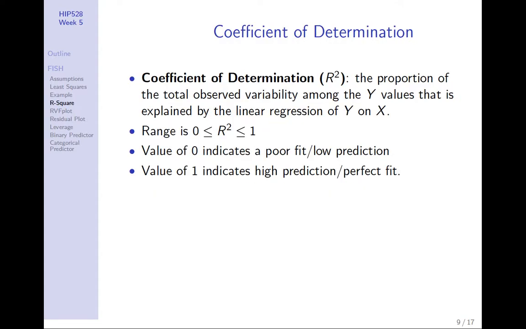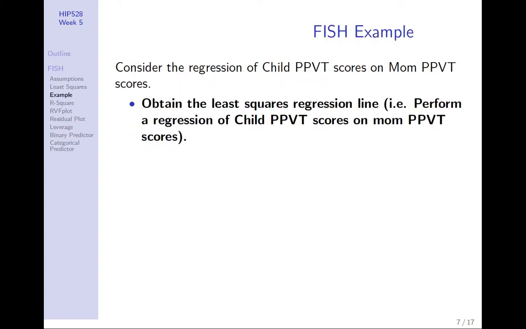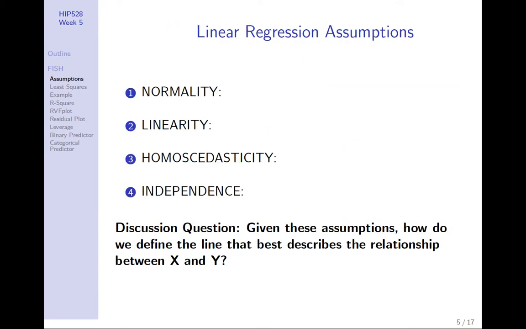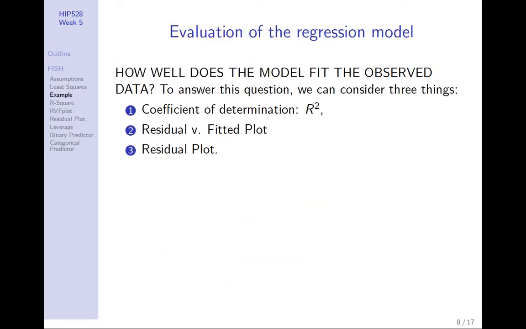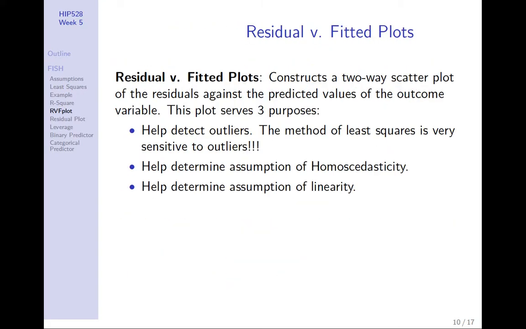The coefficient of determination gets at the predictive ability of this model, but it still doesn't tell us anything about the underlying assumptions of normality, linearity, homoscedasticity, and independence. To assess those assumptions, we can look at these residual versus fitted plots. They help us determine the assumptions of homoscedasticity and linearity, but they also help us detect outliers. This is something we touched a little bit upon, but I want to go through it now with this new idea of leverage.